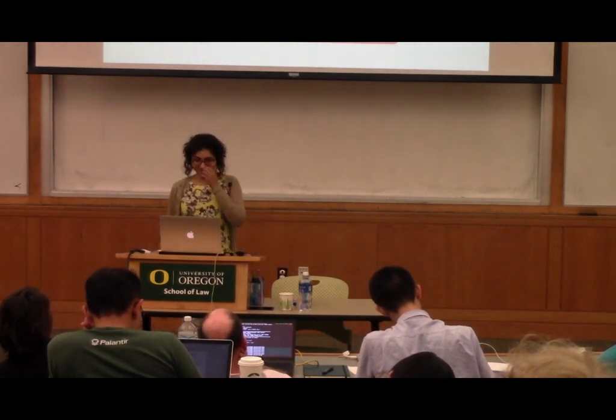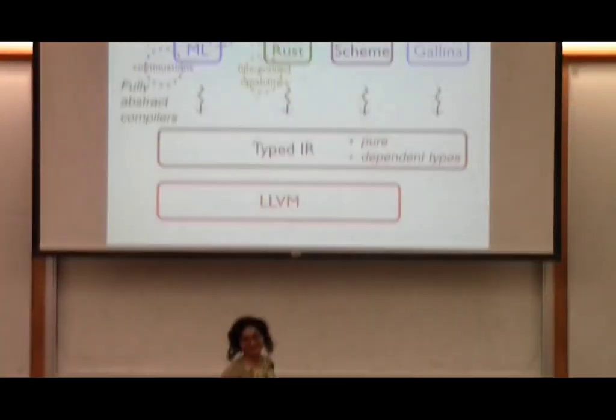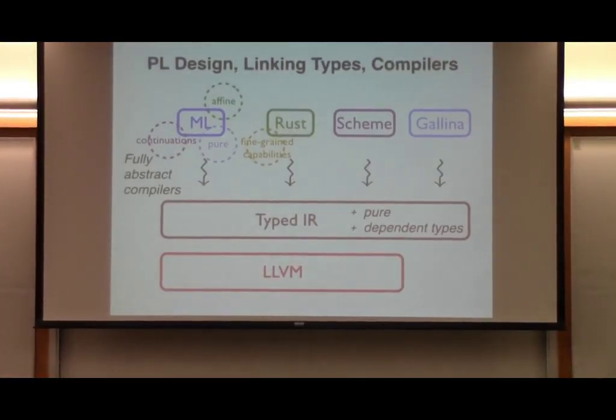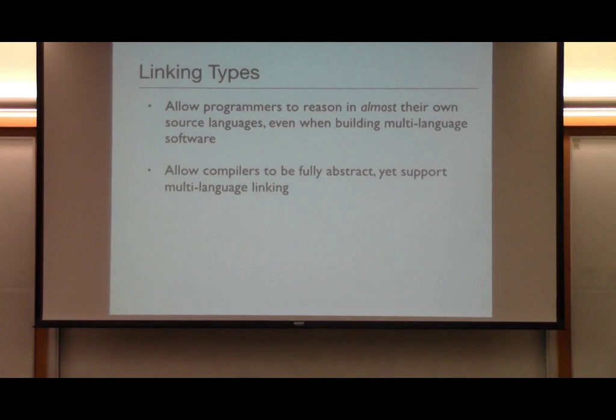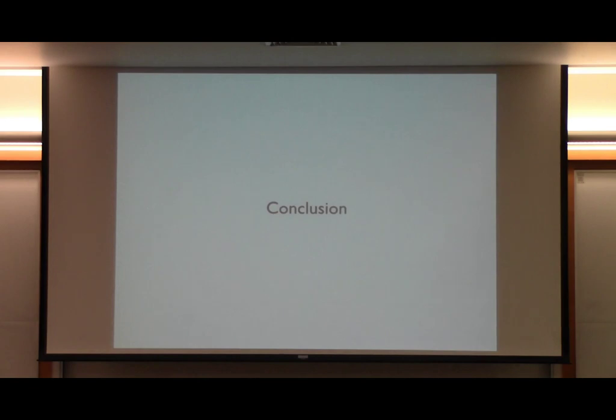Okay. I threw Galena in there. If you wanted ML to interact with Galena, you need to enrich your typed IR with dependent types, and it goes on. There are too many features out there, but maybe we should start thinking about them in good ways. The key of what I've been saying is this idea of a linking extension supports fully abstract compilation, and it allows programmers to reason in almost their language. That's the idea. All right.